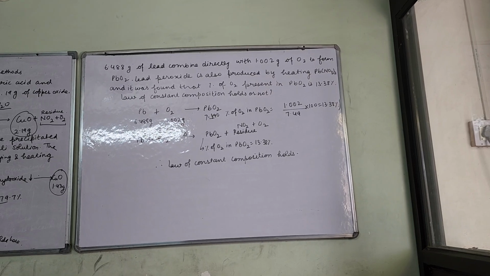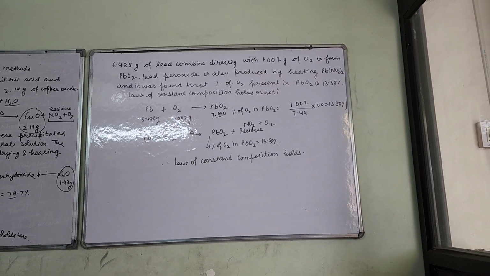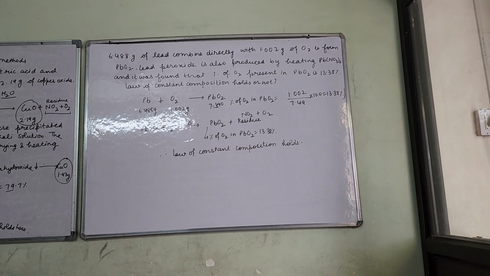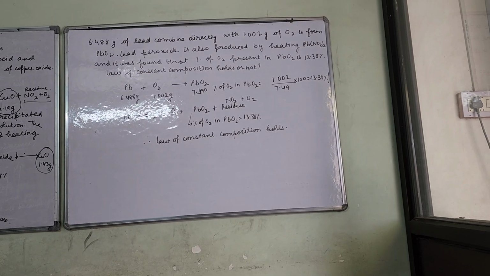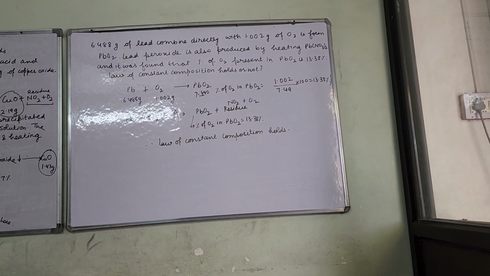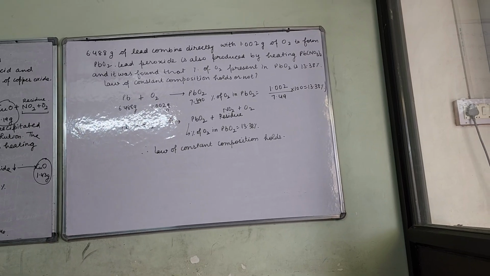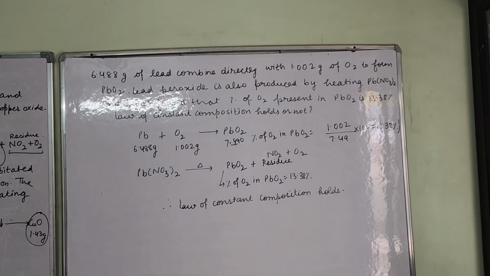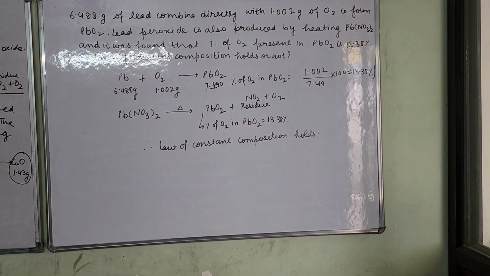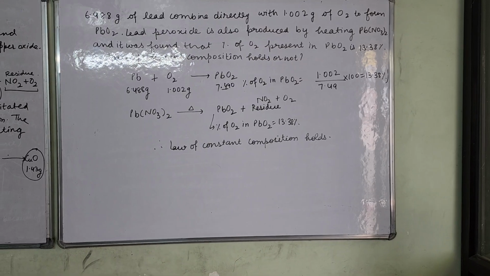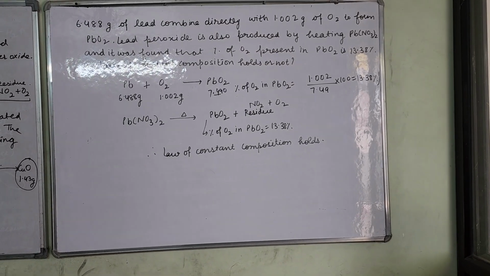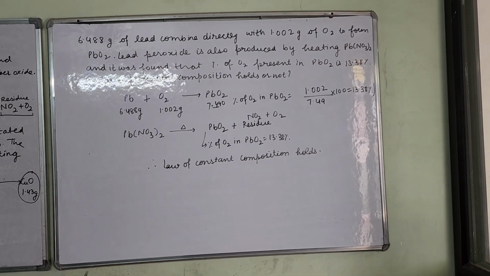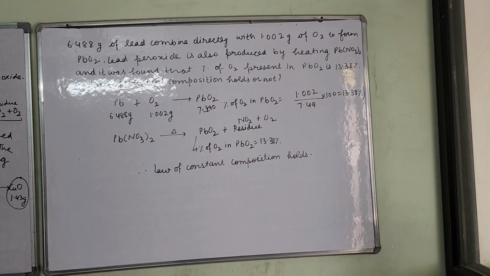So in the first situation, we took lead and combined it with oxygen. We are provided with 6.488 gram of lead and oxygen is 1.002 gram. Then lead peroxide is formed, by the law of chemical combination or conservation of mass, by adding reactants. For this, we have to add 6.488 plus 1.002. Mass of reactant is equal to mass of product. We got here 7.490.